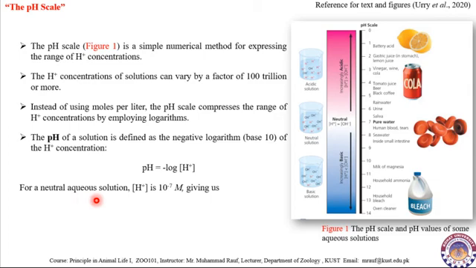For a neutral aqueous solution, the hydrogen ion concentration is 10 raised to the power minus 7 M, giving us minus log 10 raised to the power minus 7. Here you will mention the hydrogen ion concentration, and then the result of this equation will be 7.